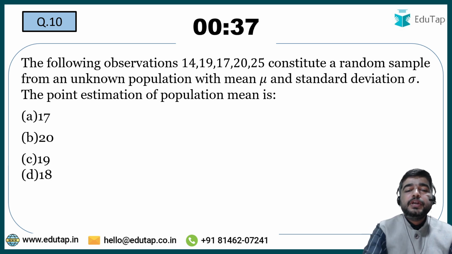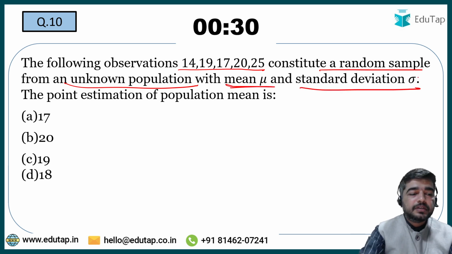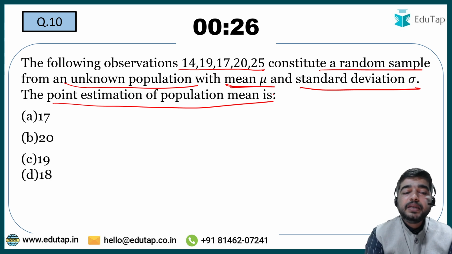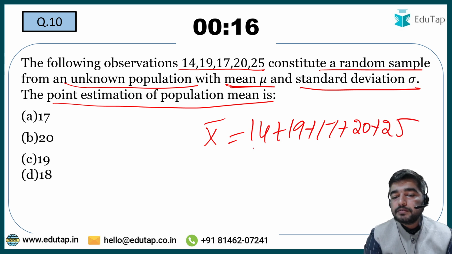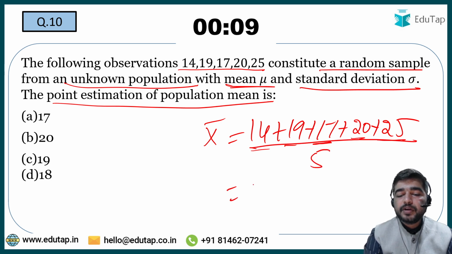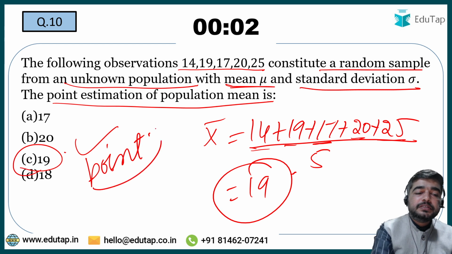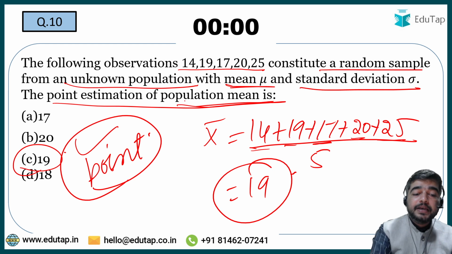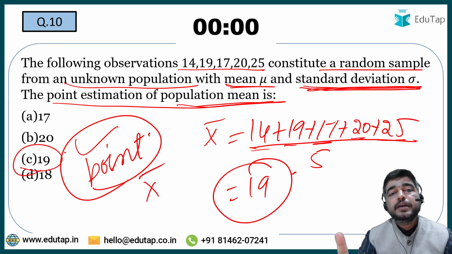The following observations 14, 19, 17, 25 constitute a random sample from an unknown population with mean mu and standard deviation sigma. What is the point estimation of the population mean? The point estimation of the population mean will be the sample mean, and the sample mean you can calculate. So this gives you 23 plus 17, 40, 60, 95, by 5, that is 19. So the sample mean is 19. So your point estimation of the population mean is given by the sample mean. In the same way, the point estimation of population variance is given by sample variance.